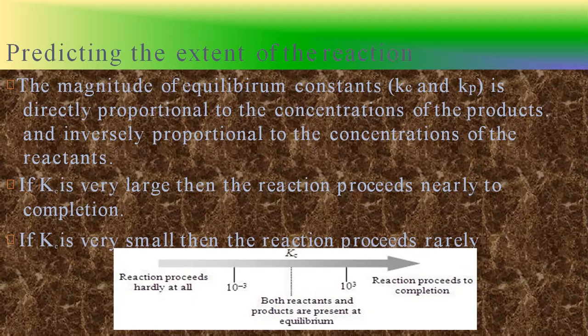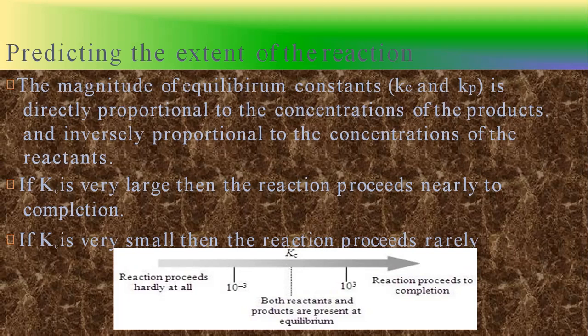If the value of Kc is larger, the reaction proceeds nearly to completion. If Kc is larger, it means the reaction is about to finish, about to complete. And if the Kc value is small, then the reaction proceeds rarely. As you can see in this small figure, the end of the arrow shows the reactant side, and the point of the arrow shows the completion or the product side.